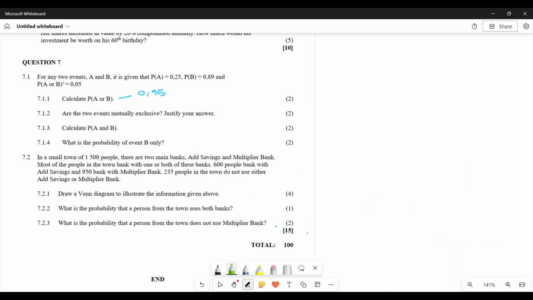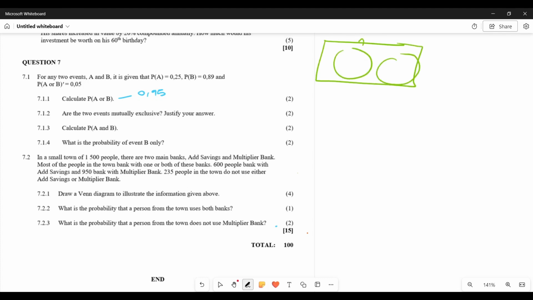Now, proceeding to the next question, they want to know if these two events, event A and B, would be mutually exclusive. Remember, when two events are mutually exclusive, if I were to draw a Venn diagram, they're going to be like that. This would be event A and this would be event B. So they have nothing in common. These are mutually exclusive events. And what do you know about mutually exclusive events? The probability of A and B for these events is always equal to 0.